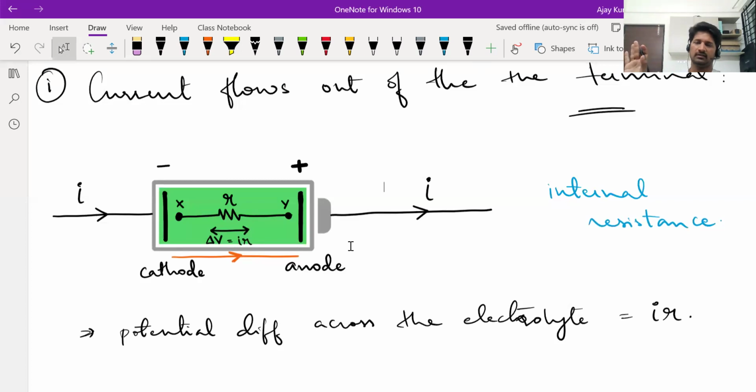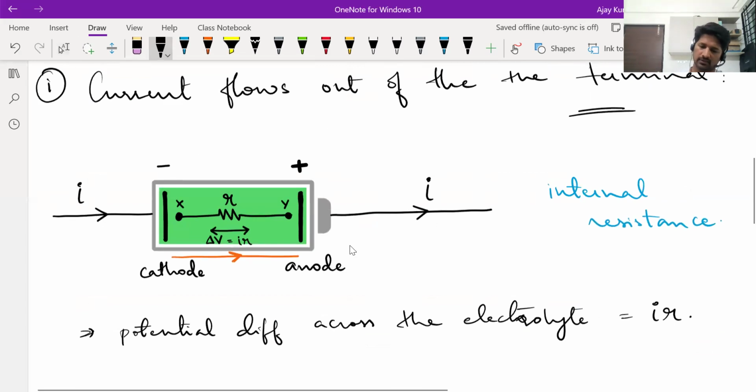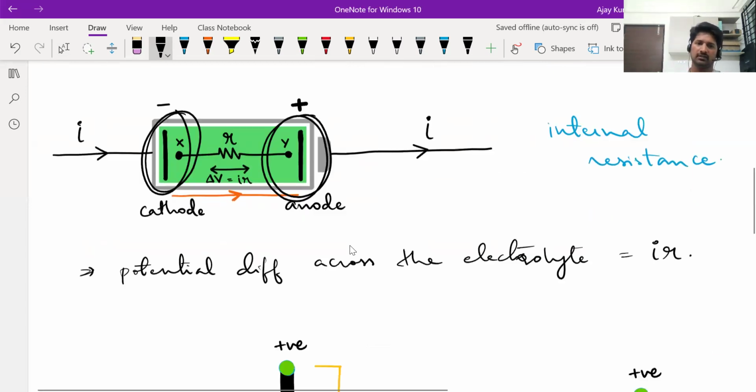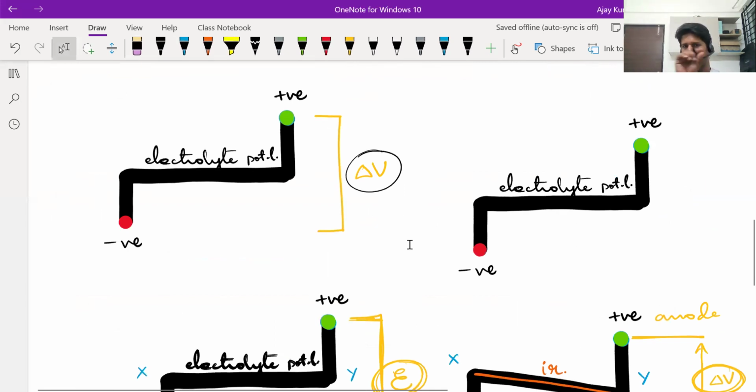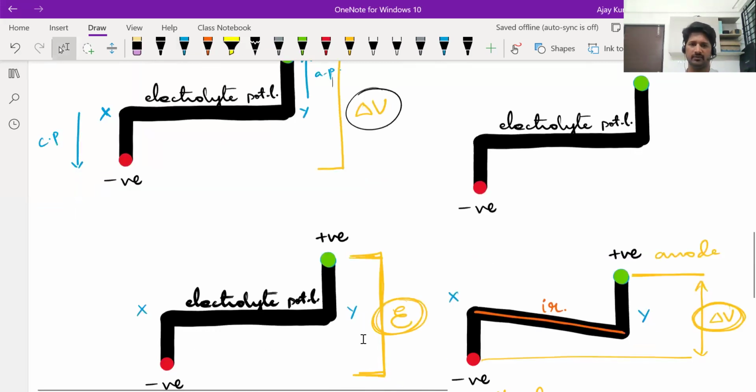It's fixed. So the cathode reaction ensures there's a potential difference between X and the cathode. Cathode will be at a lower potential than X. The anode reaction ensures there's a potential difference between Y and the anode. Anode will be at higher potential than Y. So normally when current doesn't flow through the cell, the entire electrolyte is at the same potential. This is X, this is Y. There's no potential difference between them. At the cathode, the potential is less than X. At the anode, the potential is more than Y. This is cathode potential, this is anode potential. And the total potential difference across the cell is what you call EMF.